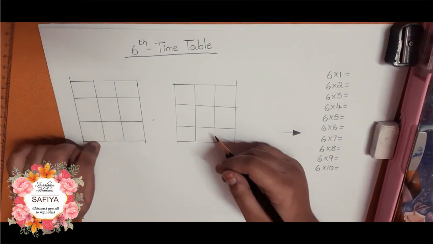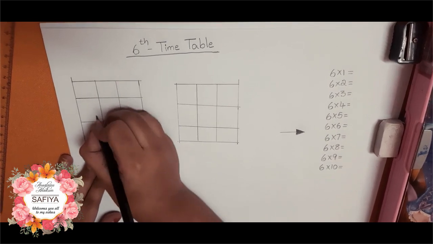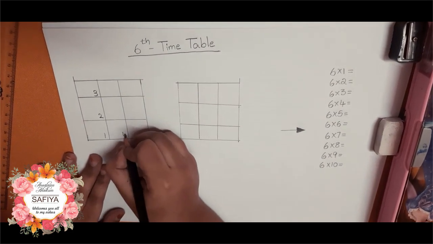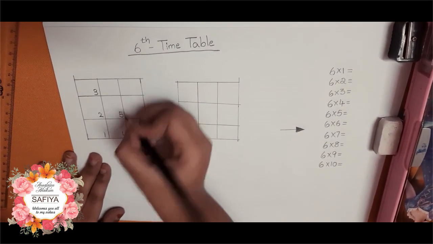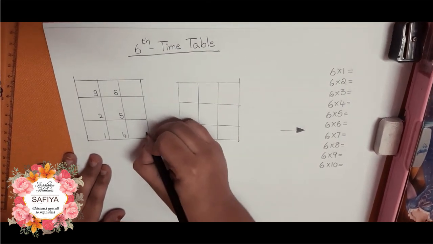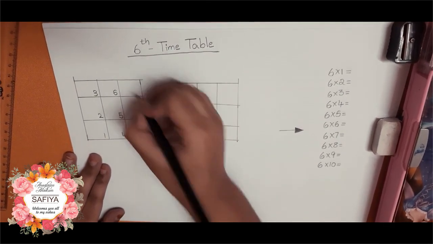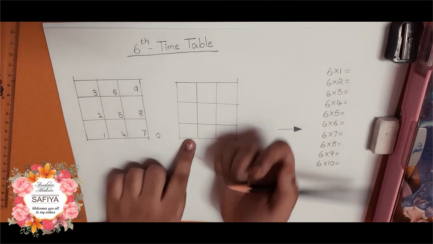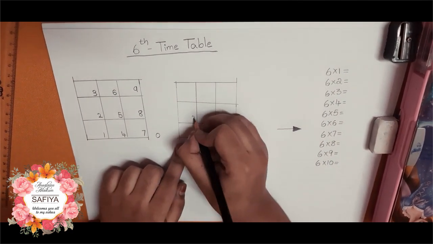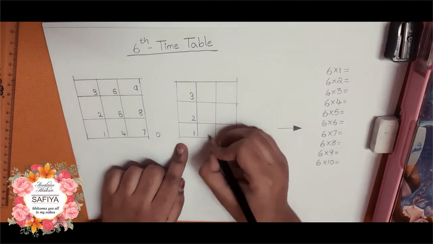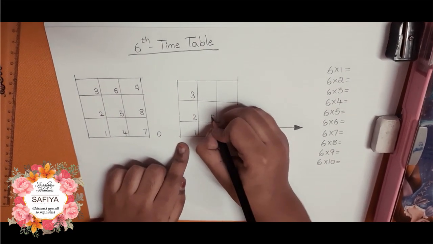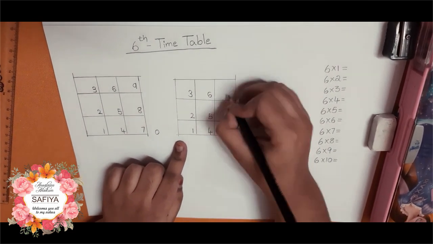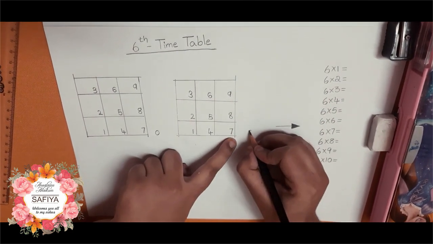Okay, start with bottom. 1, 2, 3, 4, 5, 6, 7, 8, 9 and put here 0. Same numbers here. 1, 2, 3, 4, 5, 6, 7, 8, 9 and once again put here 0.